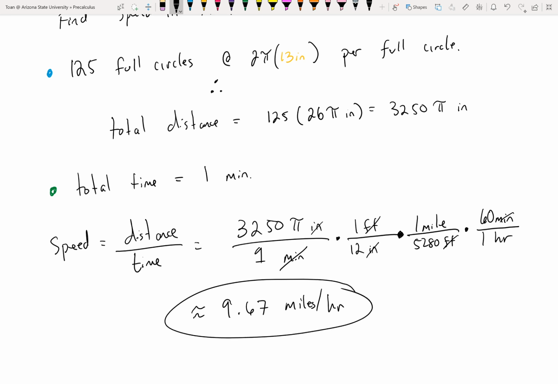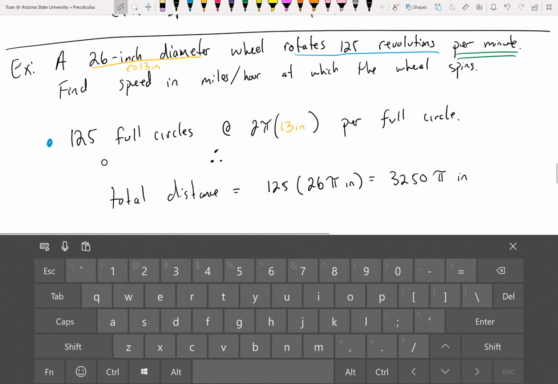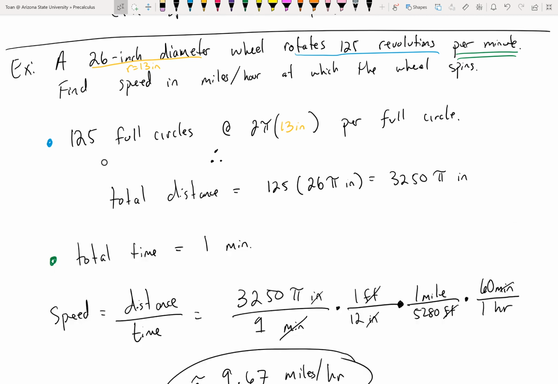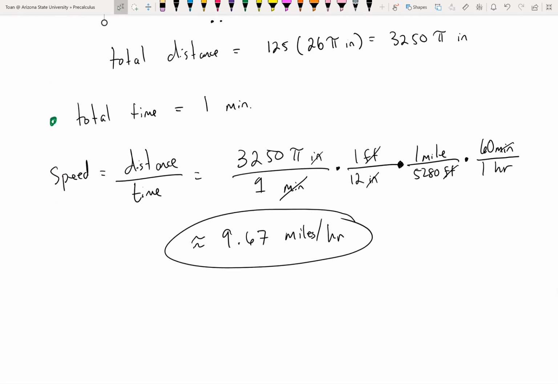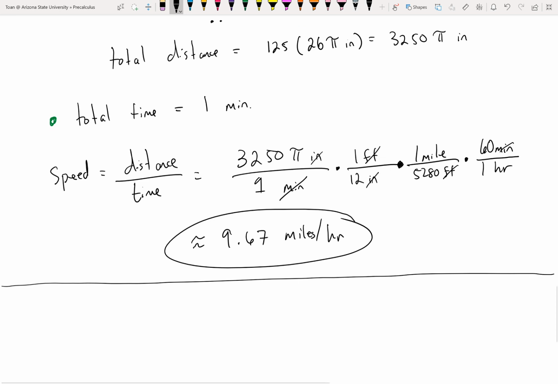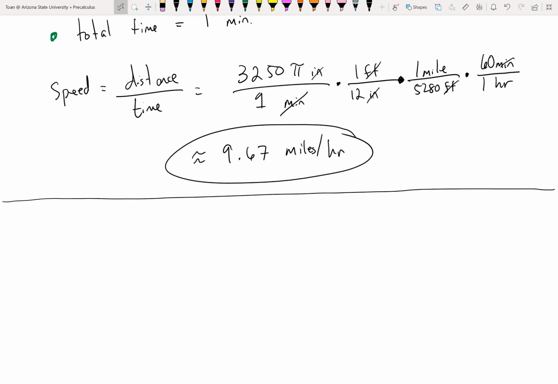Notice, did I use any formulas to solve this problem? No. I mean, we could have, but we did pure logic. Now, sometimes the problems may go backwards. We've been using revolutions per time to solve problems, but here I might ask you to find the revolutions, and all you have to remember is 1 revolution is 1 full circle.